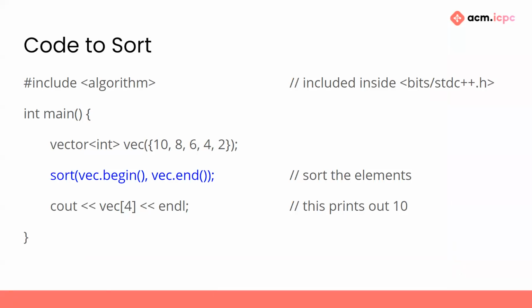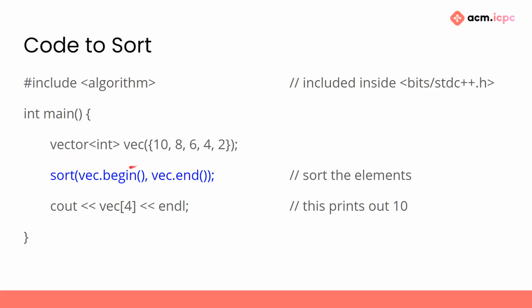So here's the code to sort in C++. At the top, you need to include algorithm, which is a library that contains a bunch of really powerful algorithms already implemented. Or you could also include bits/stdc++.h, which includes the algorithm library. So yeah. And then to use a sorting algorithm, first of all, you have to have a sortable object. For example, in this case, we made a vector of integers, and then we initialized it to 10, 8, 6, 4, 2.